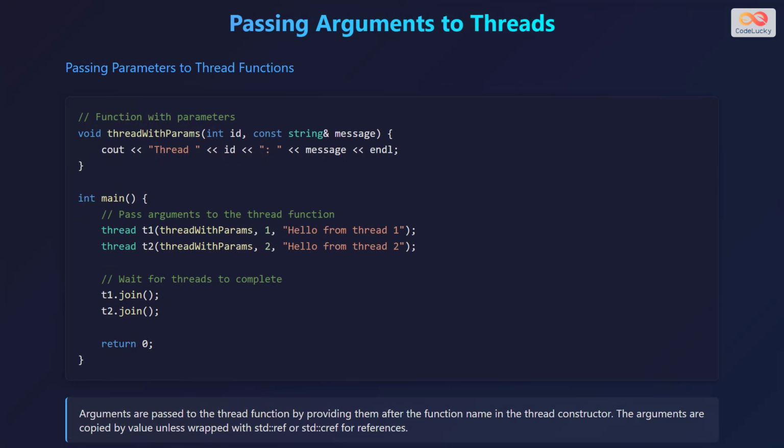Threads often need to work with data, so let's see how to pass arguments to thread functions. Define a function, such as threadWithParams, that accepts parameters. For example, an integer ID and a constant string message. In the main function, create thread objects and pass the required arguments to the thread function in the thread constructor. For example, to create thread t1, we pass threadWithParams, the number 1, and the string "hello from thread 1". Arguments are copied by value unless wrapped with std::ref or std::cref for references. Call join on each thread to wait for them to complete their execution.